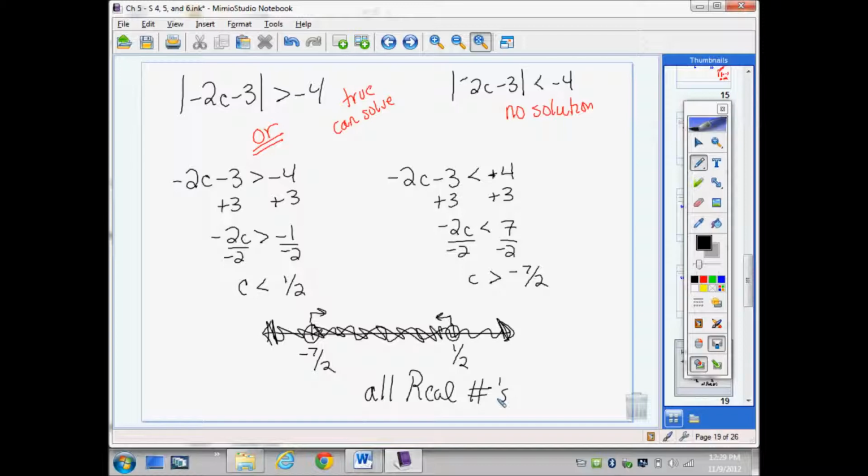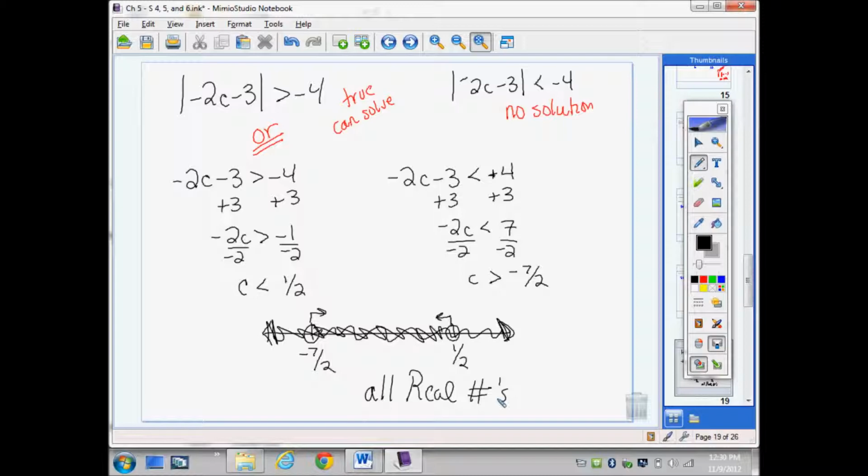You don't actually have to do this. If you have a situation like this where you have absolute value greater than a negative number, it's going to be true no matter what, so it's all real numbers. If you have absolute value less than a negative number, that's never true, so it's no solution. So why are we showing them? Because it's a union. I was just showing you how it works. Yeah, so they overlap, but they continue to go in the opposite direction.